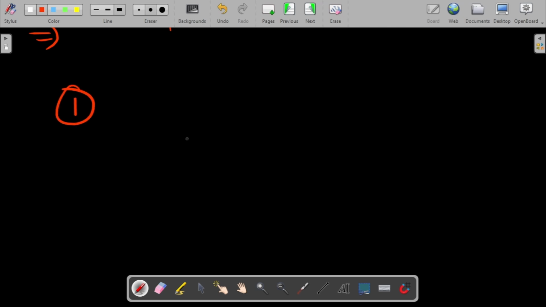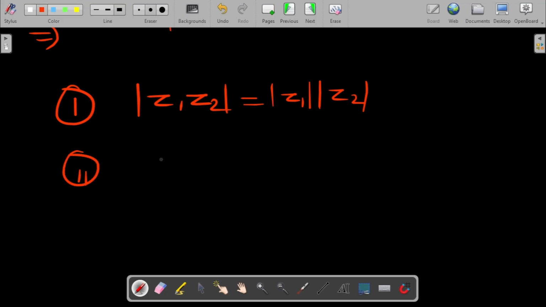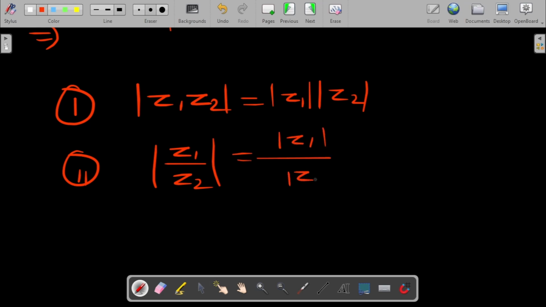The first result is the modulus of z1 multiplied by z2, which is equal to the modulus of z1 multiplied by the modulus of z2. The next result is the modulus of z1 divided by z2, which is equal to the modulus of z1 divided by the modulus of z2.